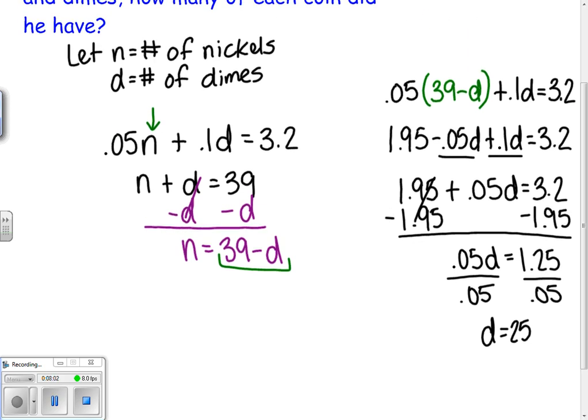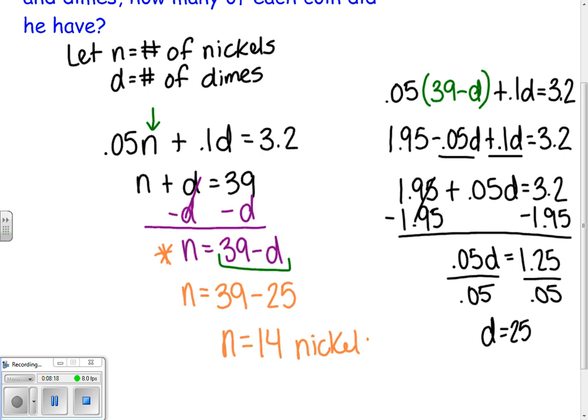You have to put that d equals 25 somewhere to get an n back out, and I already made a beautiful equation right here. N equals 39 minus d, which is 25. So the number of nickels is 14. Make sure you label them both. I never labeled dimes, so I'm going to go back and throw the word dimes on that.